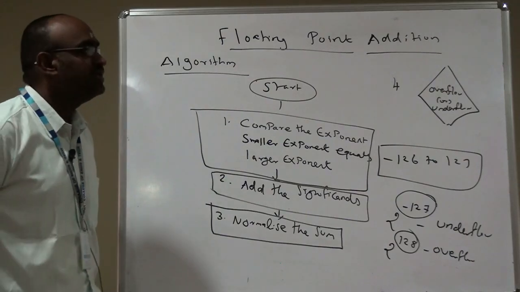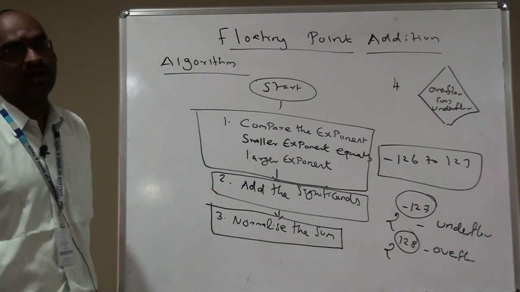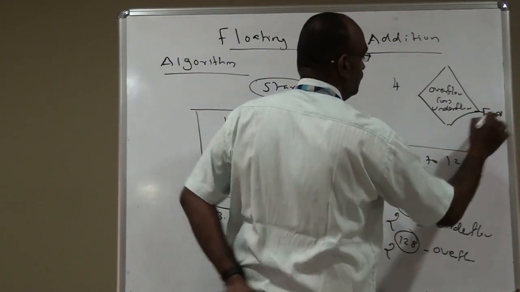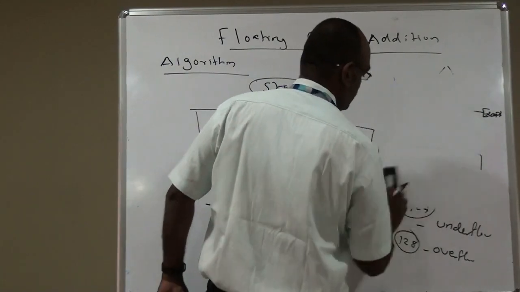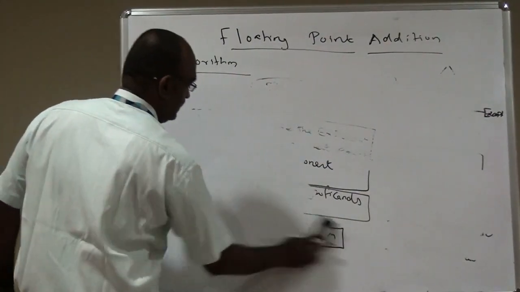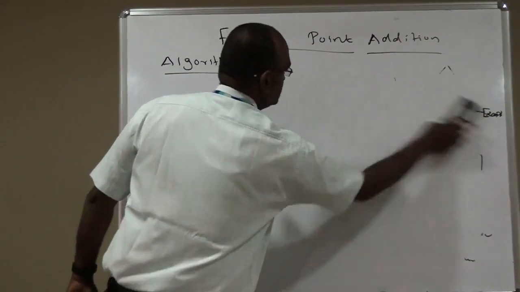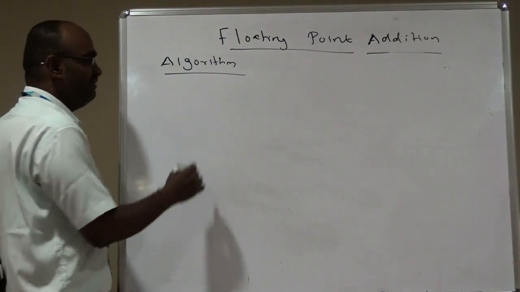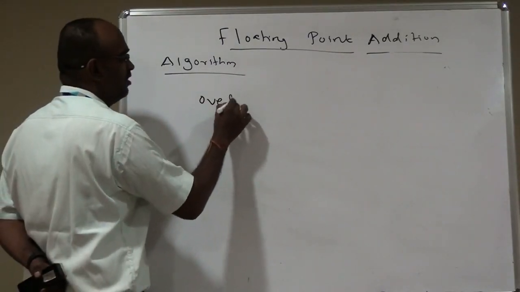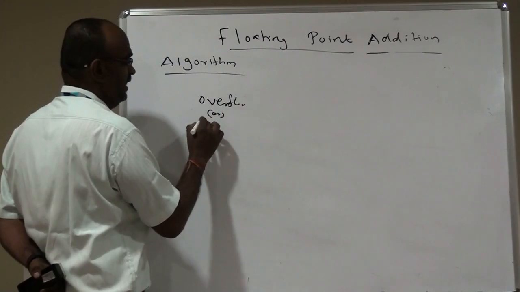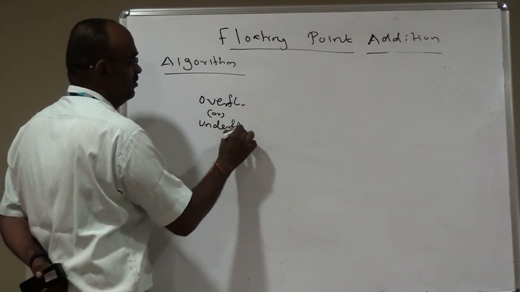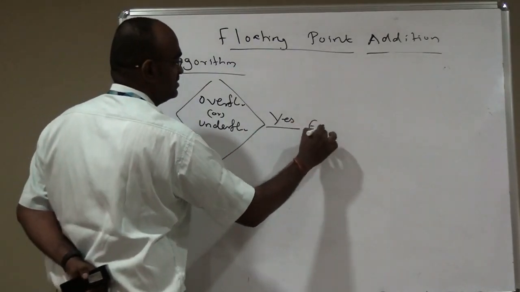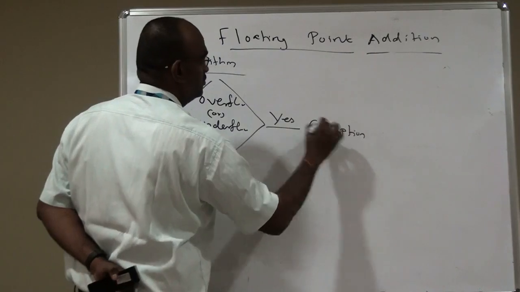So we have to check the fourth step: whether the exponent value comes under overflow or underflow. If it is overflow or underflow, it goes to exception. If the value is -127 or +128, which means it is exceeding the 8-bit or 11-bit range, the overflow or underflow occurs and may go to the exception. So if that happens, yes, that is an exception. We cannot add two numbers.